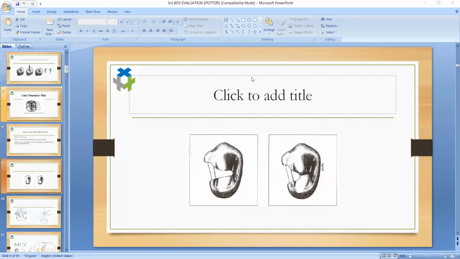The design of aerotor burr is different. The design of micromotor burrs is different. Okay. So yes, that is one thing. What are the steps in cavity preparation? Steps in cavity preparation.